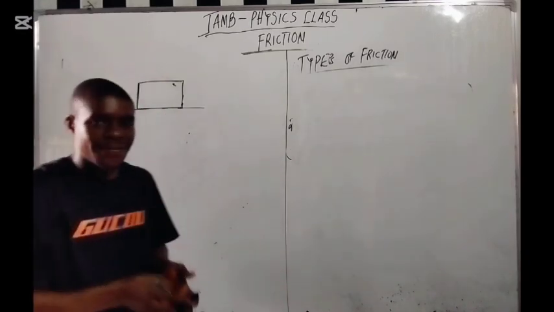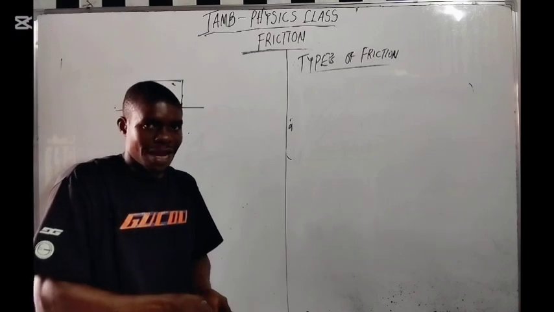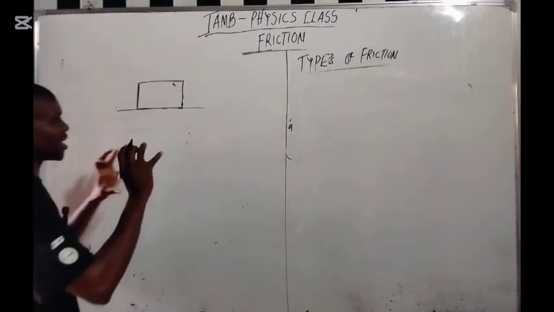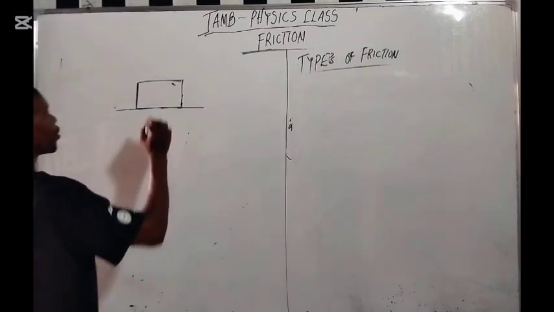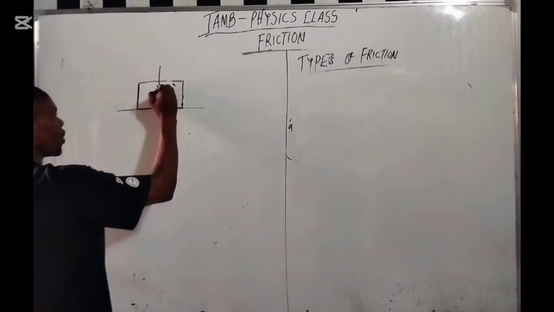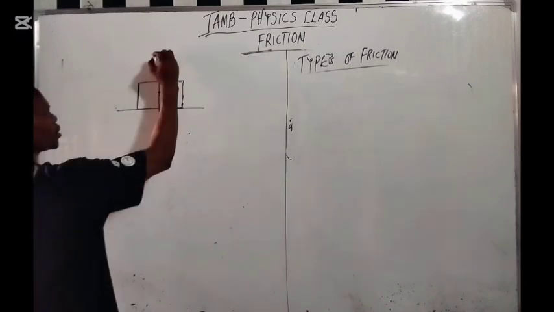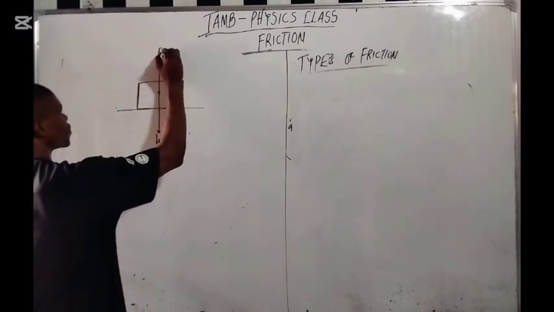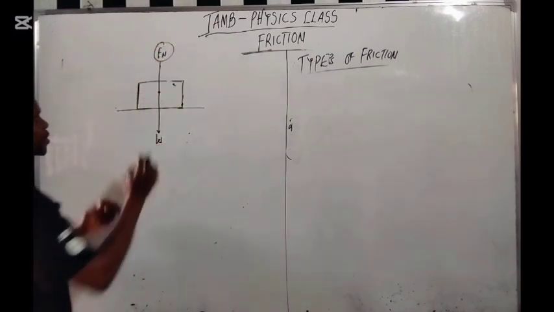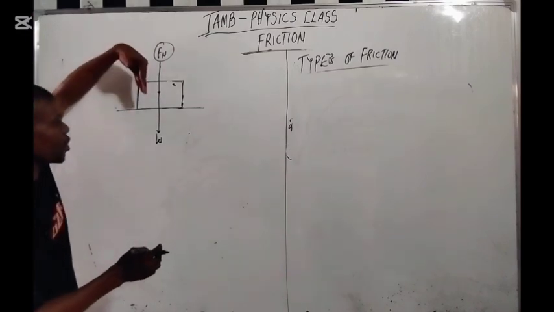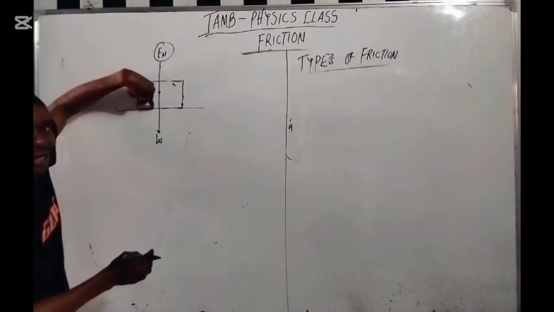At first the object is stationary, in contact with the surface. There are three things to know here. First of all, the weight of the object, which is called the normal force. The weight of the object is also the normal force, because the weight of the object is acting downward.